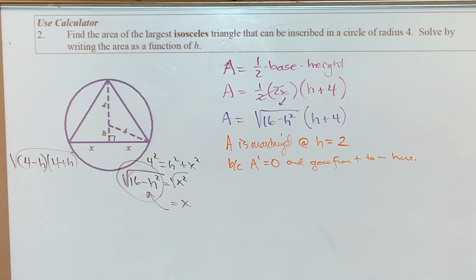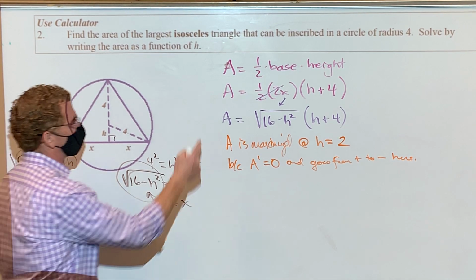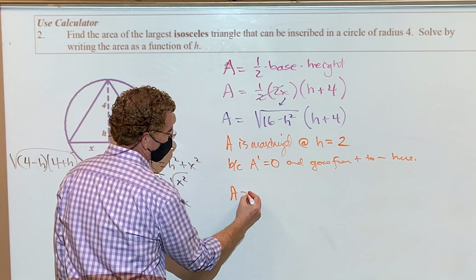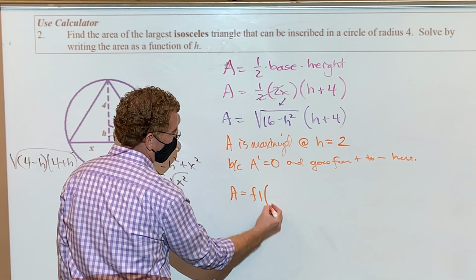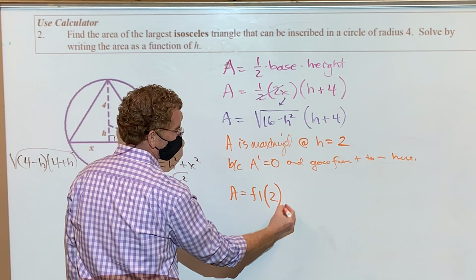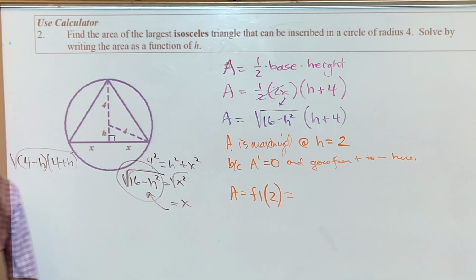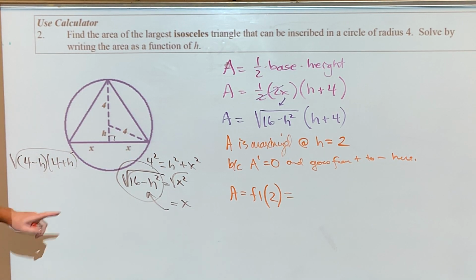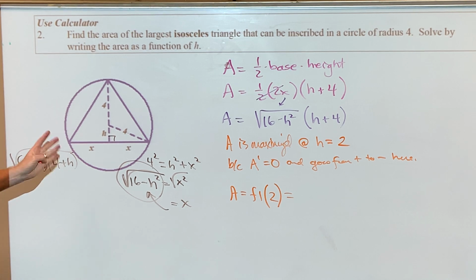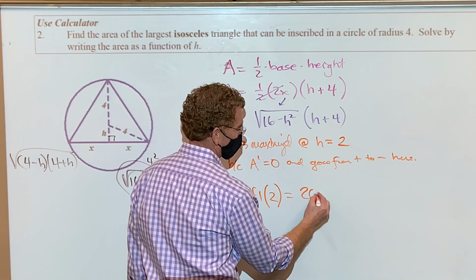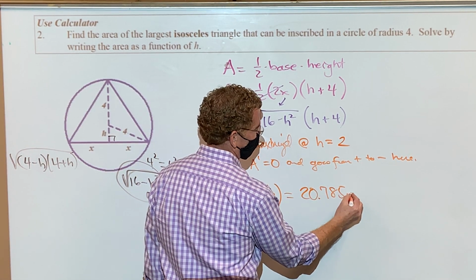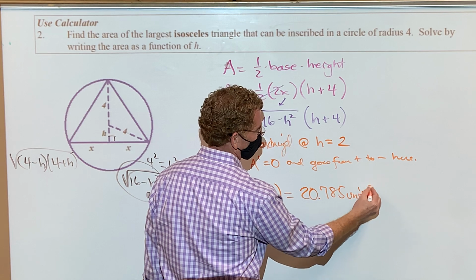And then the last question says find the area. So the area, I'm going to go back, and my area is essentially f1 of 2. When I do that f1 of 2, I don't have to write the f1 part, or a y1 of 2, whatever calculator you have. When you do that, it spits out 20.785. And it just didn't give me units, so I'm going to put units squared.